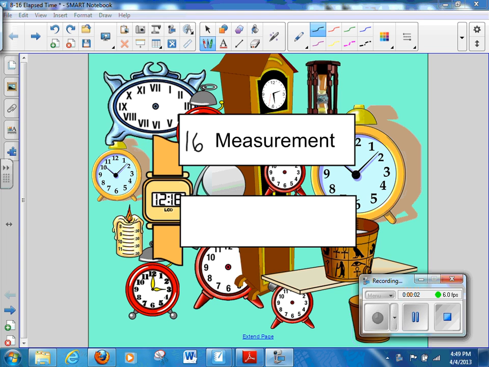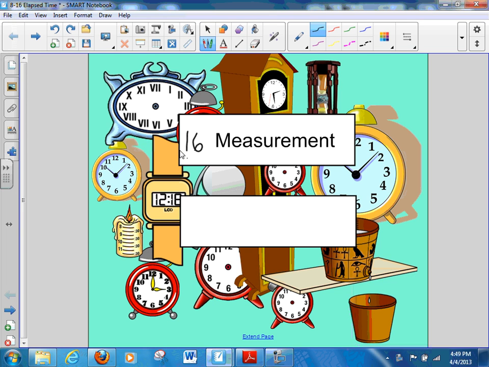Today's lesson is on measurement again, and we are on lesson 16. We're talking about time. We've talked about the quarter hour. We've talked about minutes, and today's lesson is on elapsed. Elapsed time. What in the world is that?